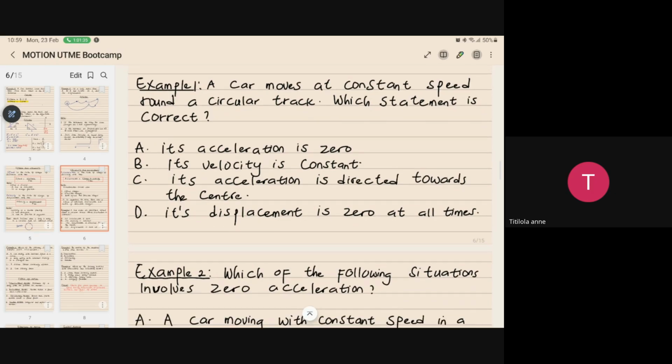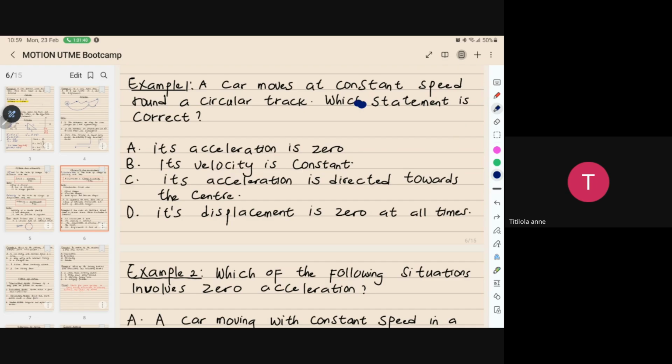So, example one, right? A car moves at a constant speed round a circular track. What does it mean by this constant speed? It means that it is not running fast, it's not running slow, it is maintaining a particular pace and is moving around a circular track. So which statement is correct? The first one says its acceleration is zero. Its velocity is constant. Its acceleration is directed towards the center. Its displacement is zero at all times.